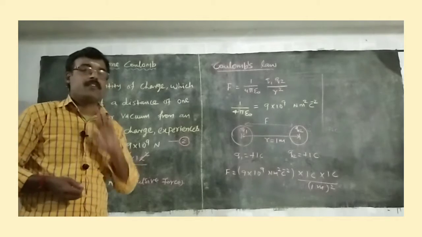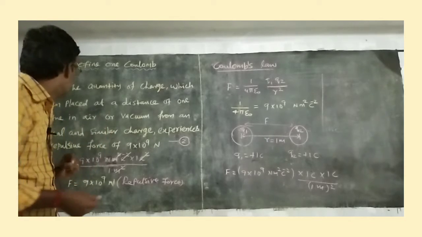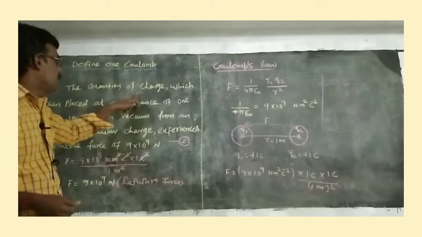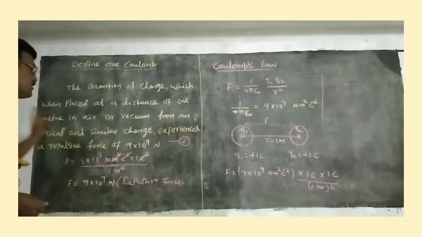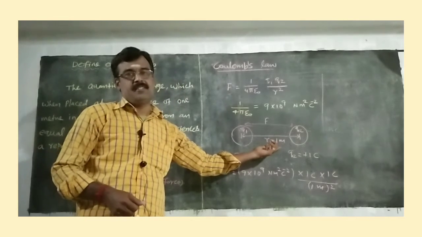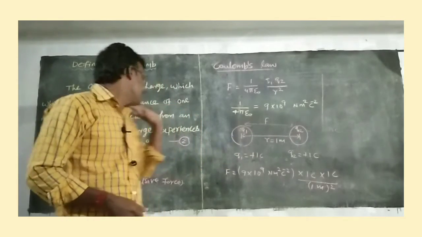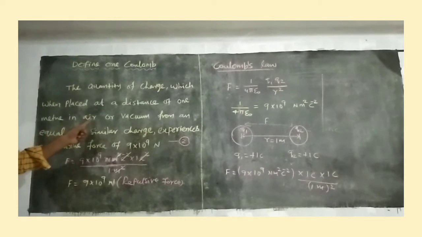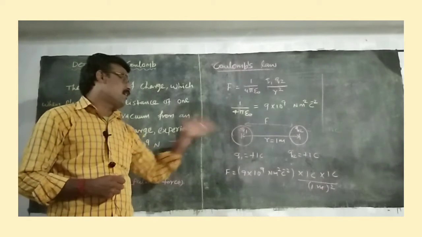Okay. So now we go for the definition. Define 1 coulomb. From this point of view, the quantity of charge we took is 1 coulomb and 1 coulomb. The quantity of charge which when placed at a distance of 1 meter, we kept separate by 1 meter distance. Between the two there will be air or vacuum, the medium in between the charges. So placed at a distance of 1 meter in air or vacuum, in between the two charges, the medium is air or vacuum.